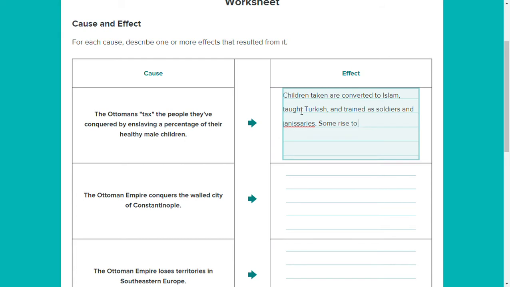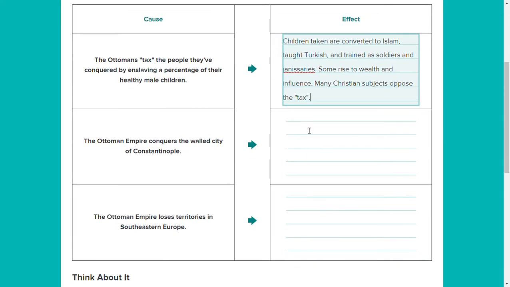Some rise to wealth and influence. Many Christian subjects oppose the tax. And it mentioned in the video, if you watched, one of the ways they did this was by hiding their sons or scarring their faces, so maybe they wouldn't be taken. But of course, nobody wants to give up their children.